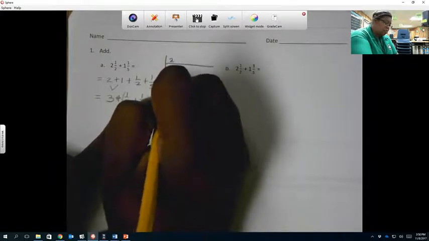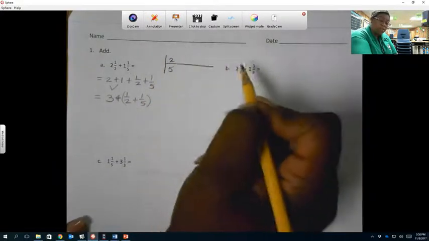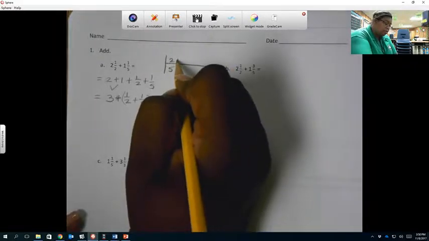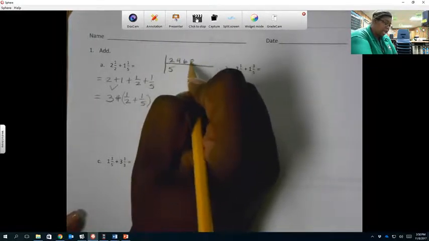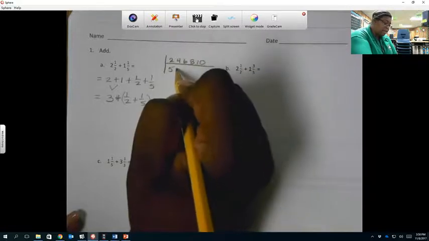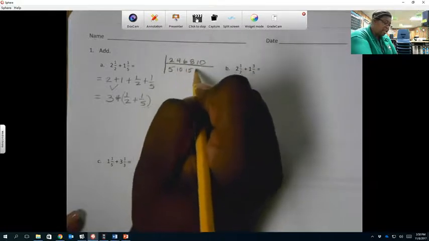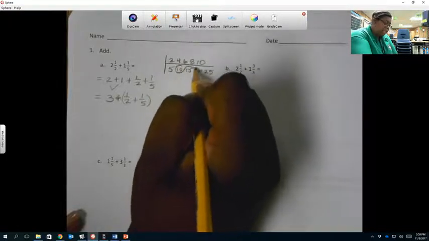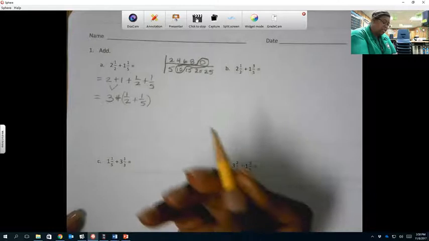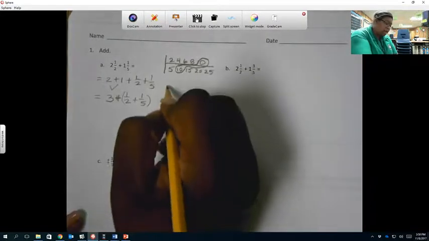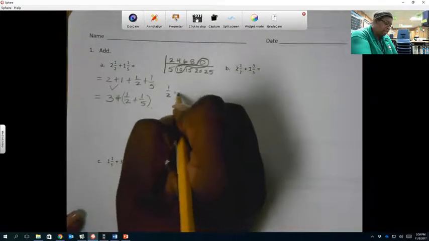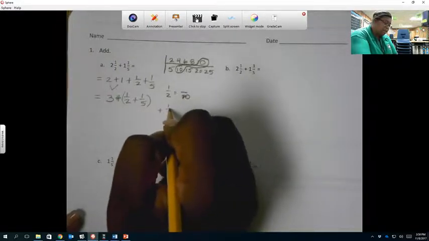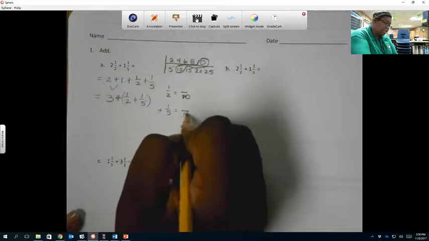and writing our two denominators here and listing the first 5 multiples till we find one that's common. 2, 4, 6, 8, 10. 5, 10, 15, 20, 25. And I found my least common denominator, which is 10. So I'm going to rewrite these. 1/2 equals something tenths plus 1/5 equals something tenths.